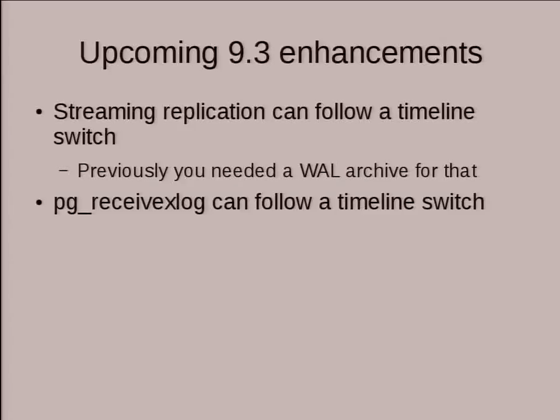So before 9.3, you had to have a WAL archive for that. You couldn't do it with just streaming replication. In 9.3, you can. When the streaming replication is connected to a cascading standby server, and the upstream standby server switches to a new timeline, it will tell the downstream standby, you will now reach the point where I switch to a new timeline, stop streaming. And it will stop streaming, and the standby server will ask the new master, what is your new timeline. It will fetch all the timeline history files from the upstream server.